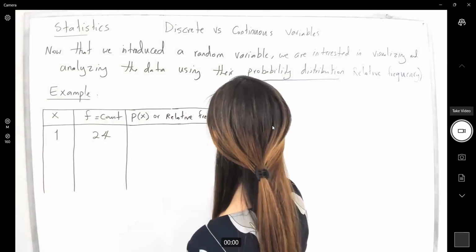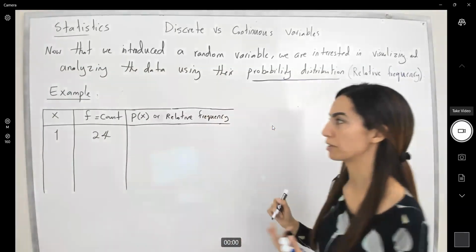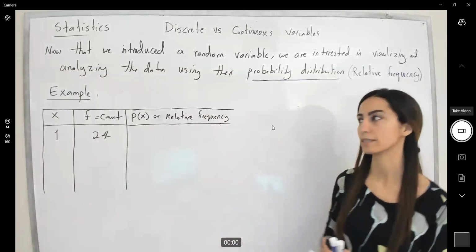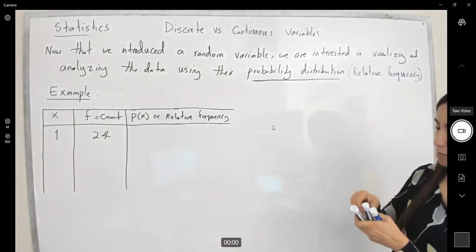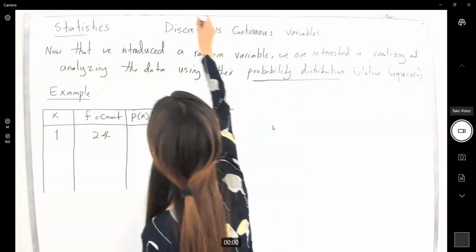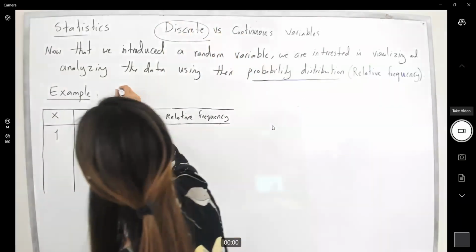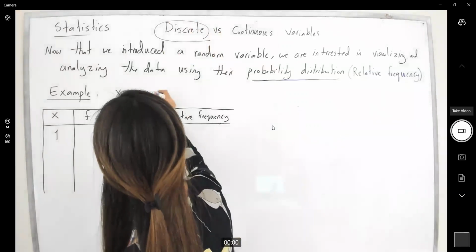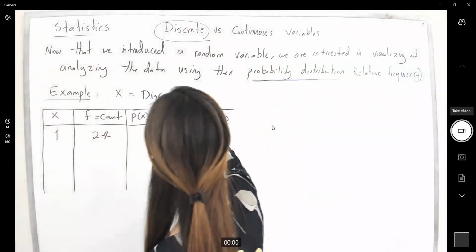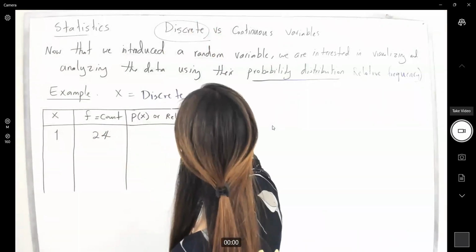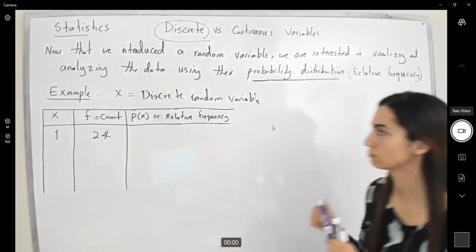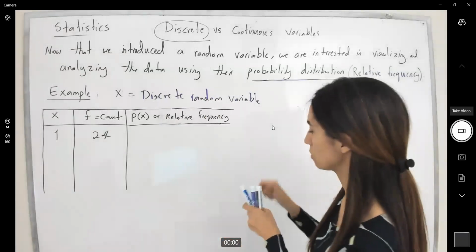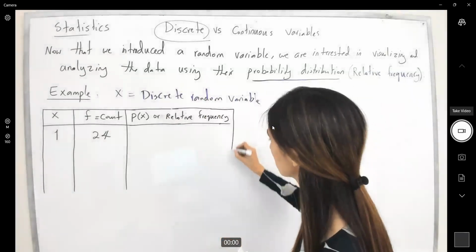Okay, it's easier to remember how to calculate the probability of a discrete random variable. Remember that we are focusing on the discrete random variable. X is a discrete random variable. Okay, very good. So how do we do that?